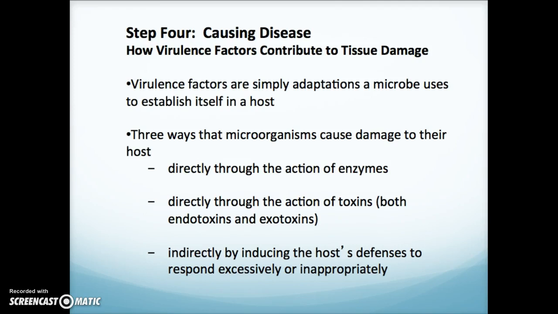Step four is causing disease, and this is what actually happens once it's established itself and it's gained a foothold in the tissue. There are three ways that the microorganism then could start to damage the host. One is directly through the action of enzymes. It can also do it through the action of toxins. Sometimes it can secrete toxins that would damage the host cells. And the last one is indirectly by using the host defenses, which have recognized infection and will respond excessively or inappropriately, and they'll actually do the damage.